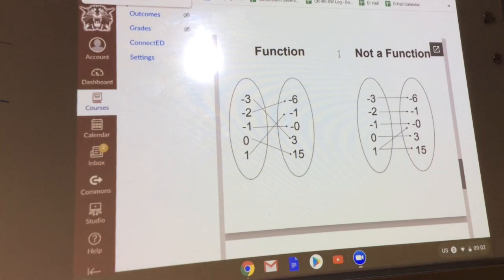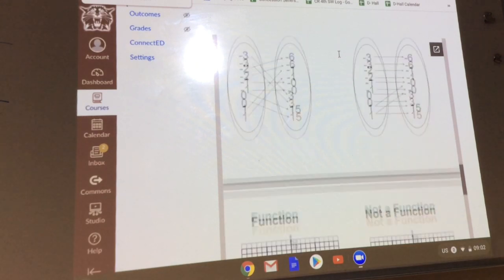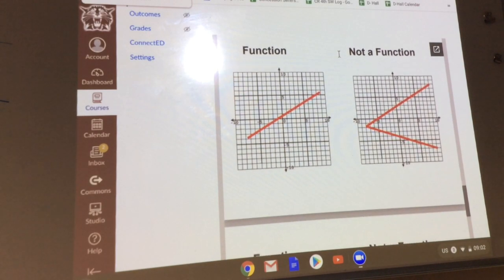Okay? I think these next ones are graphs. All right, so when we have graphs, we do what's called the vertical line test. Can anybody show me with their arms what vertical looks like? Yeah, vertical, straight up and down.